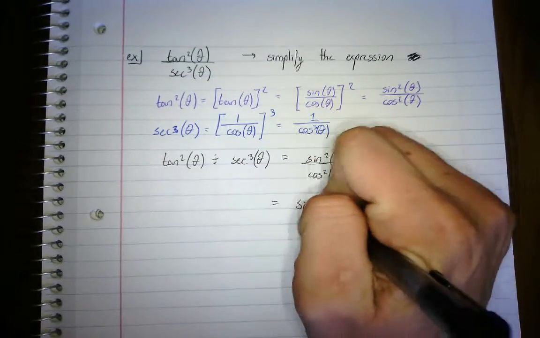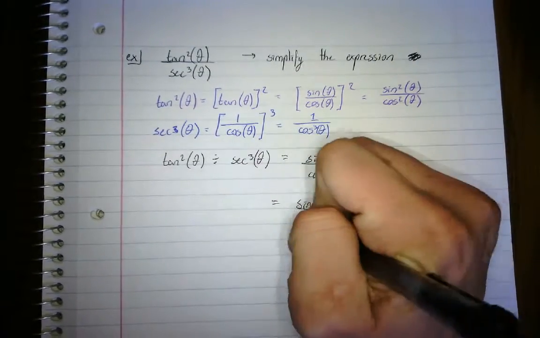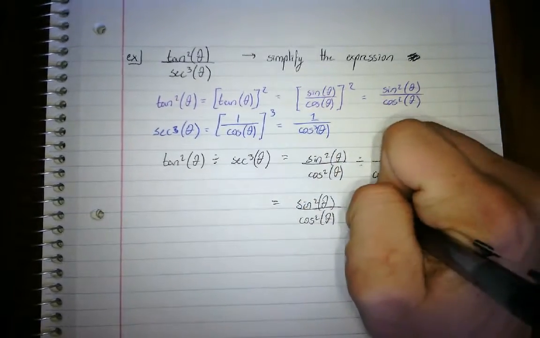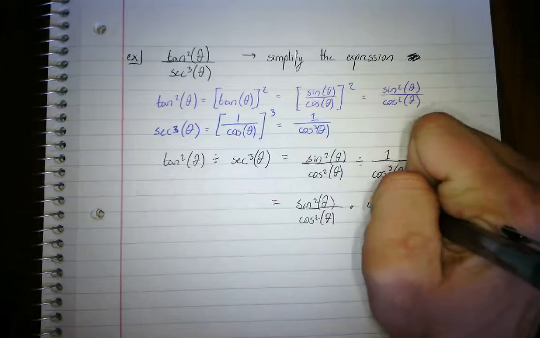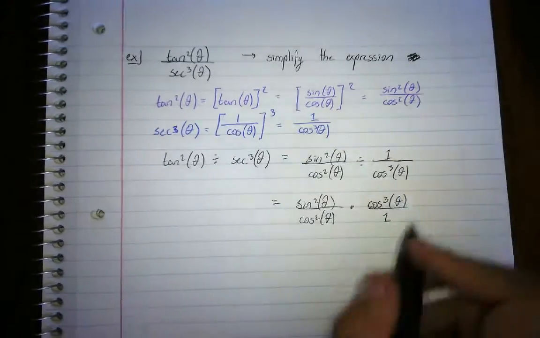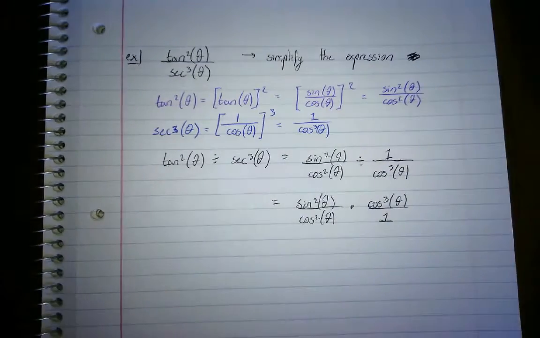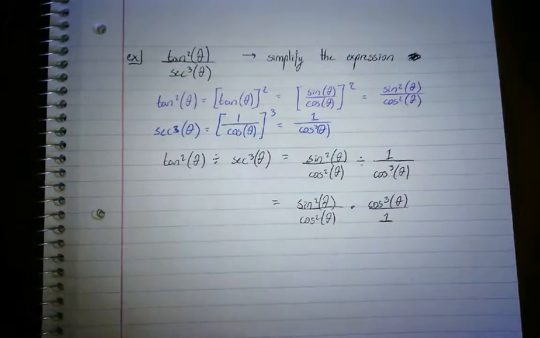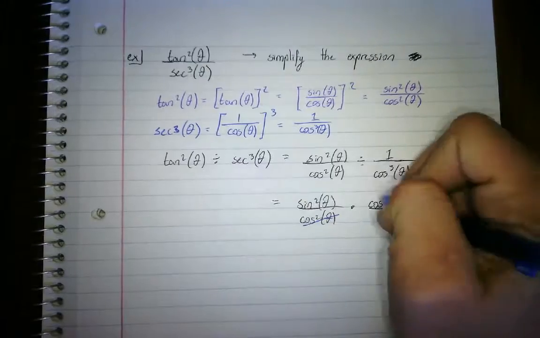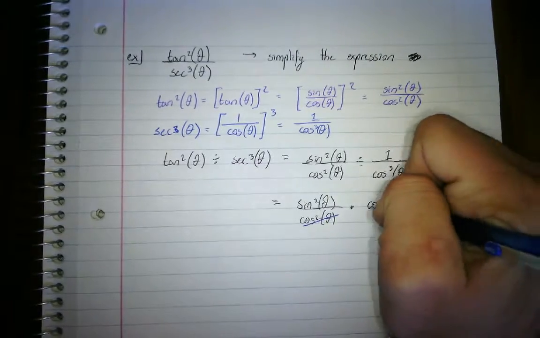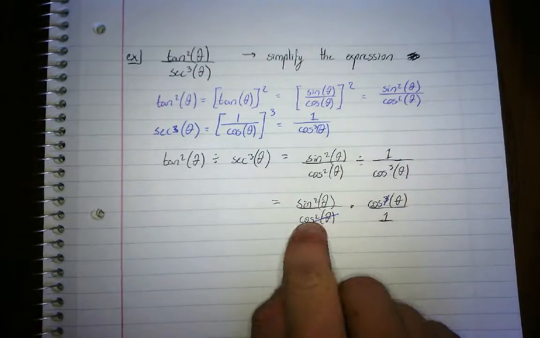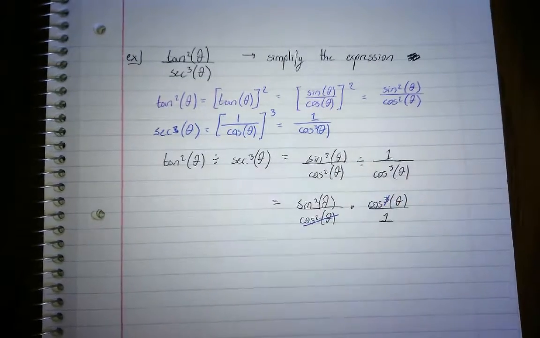So we have sine squared of theta over cosine squared of theta, and then times cosine cubed of theta over 1. So just like we can cancel out common factors in cubes and squares, we know that we can cancel out our cosine squared theta, and we'll have 1 cosine left. Cosine times cosine times cosine divided by cosine times cosine.